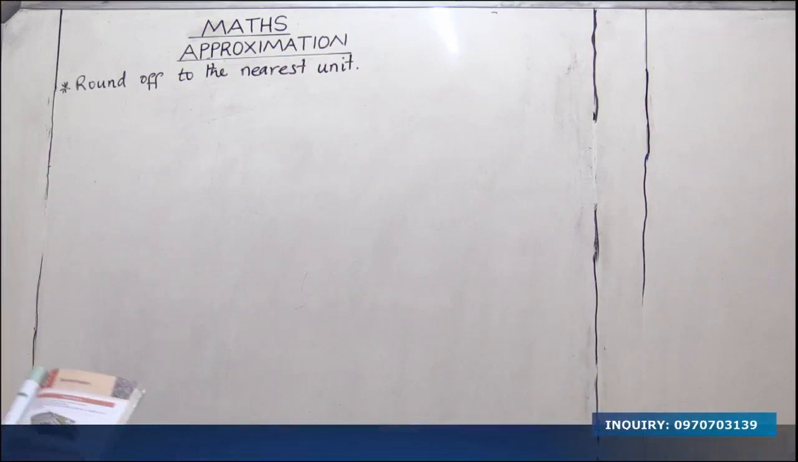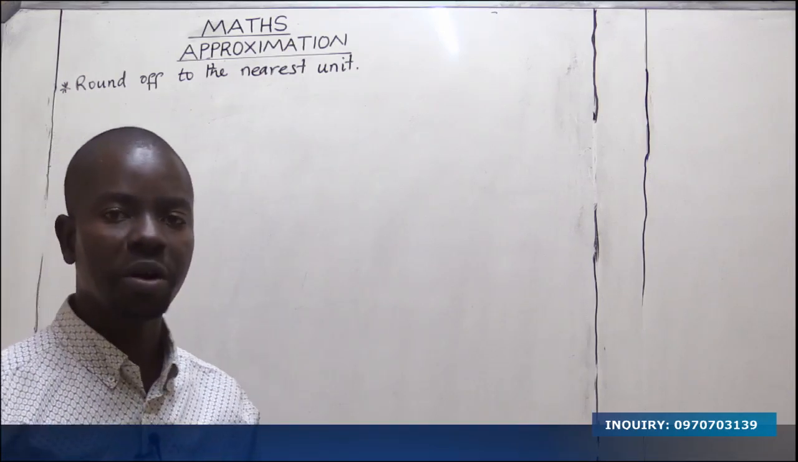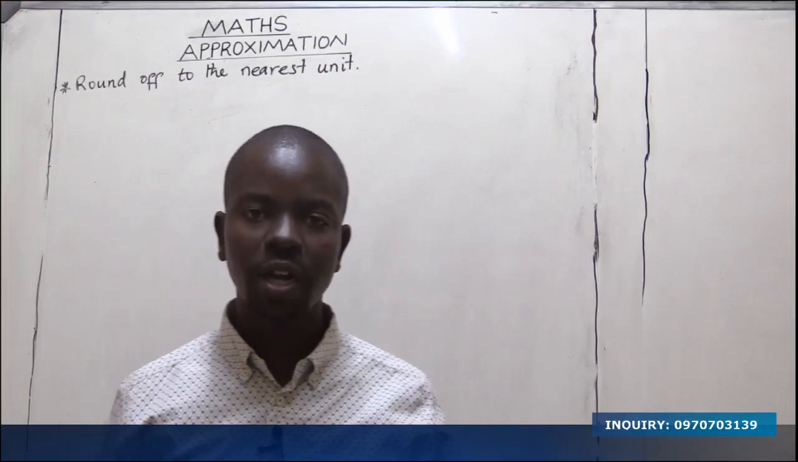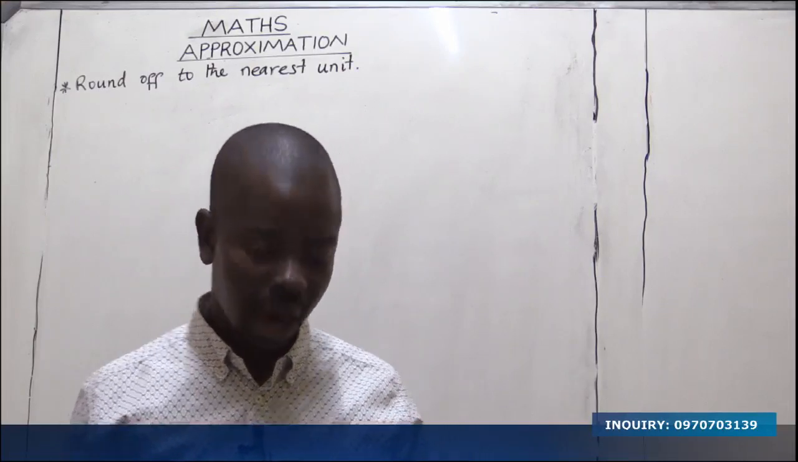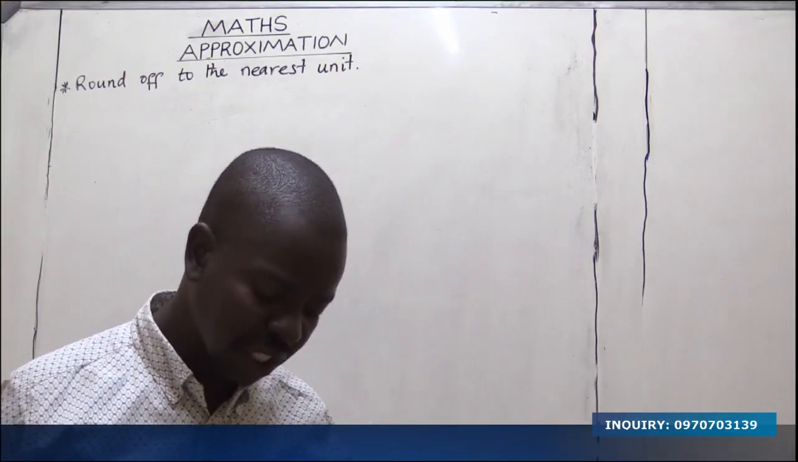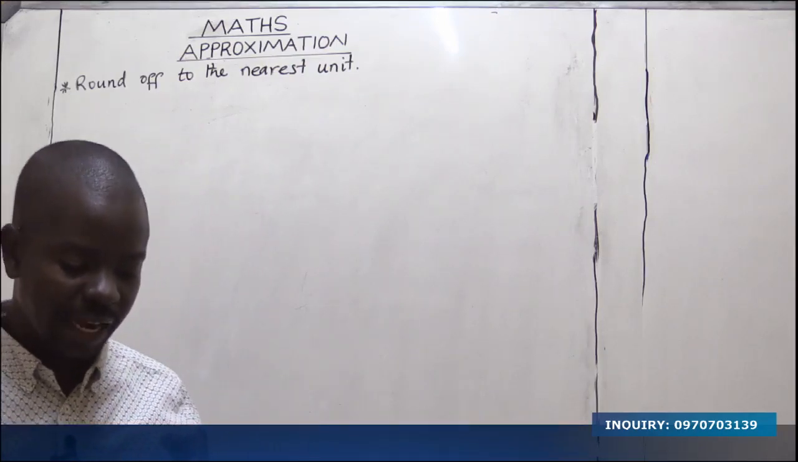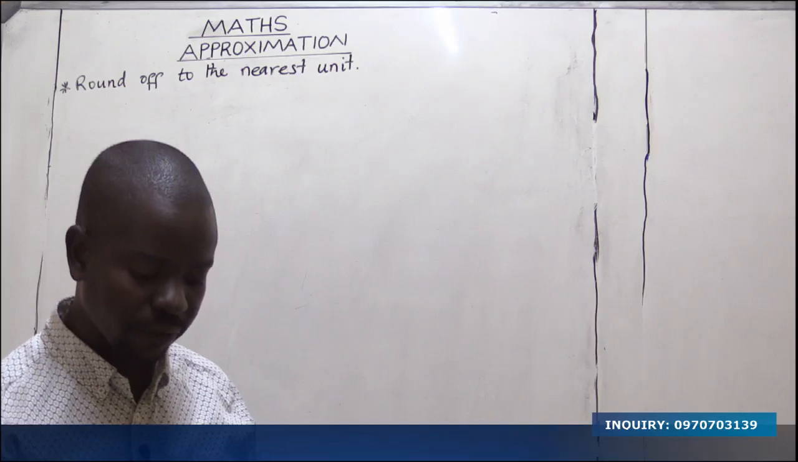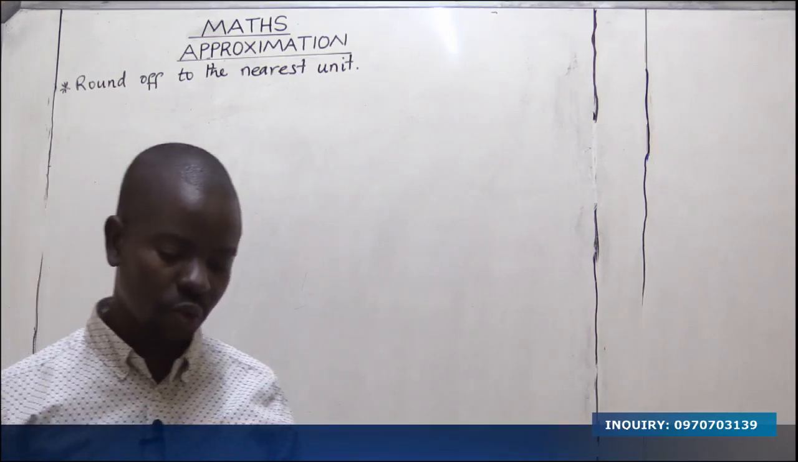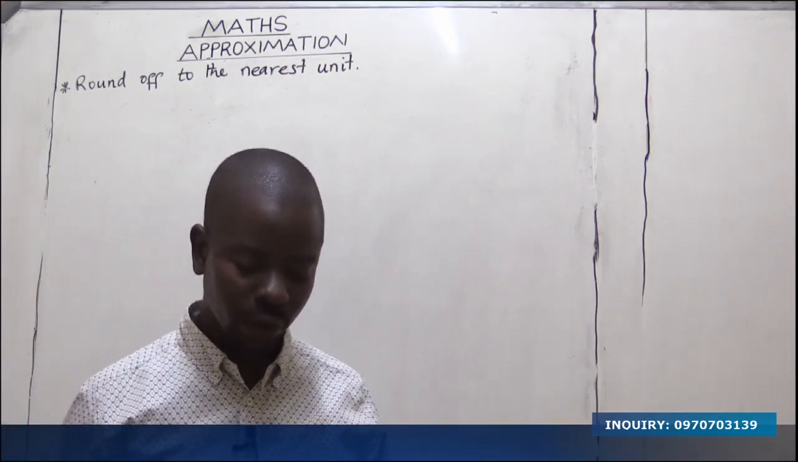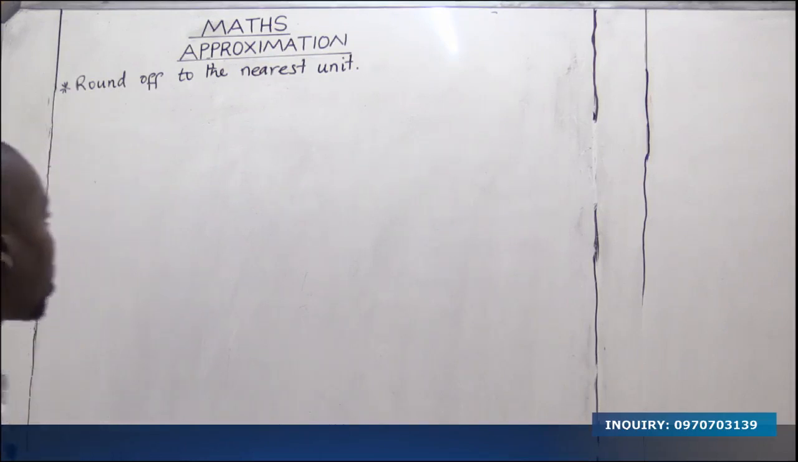Today we are looking at approximation. But to start with, boys and girls, what do we understand by the word approximation? Approximation means to represent a certain value by an approximate value that is very close to the original value.